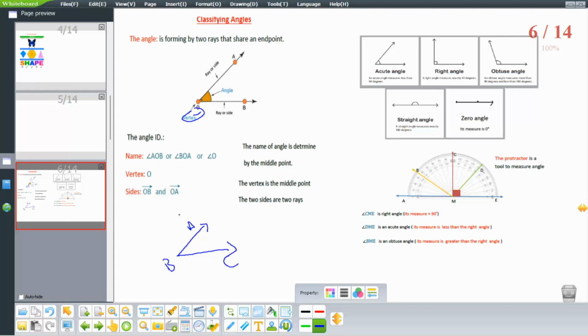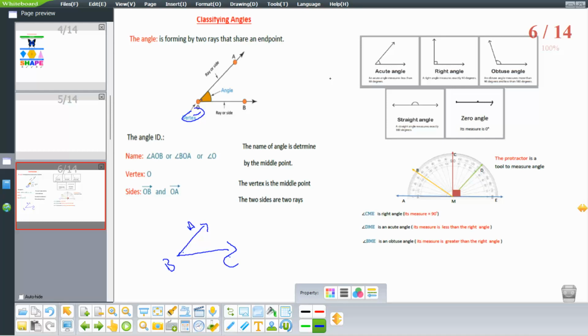Can we read this angle? Yes. Angle ABC, or CBA, or angle B. The vertex is B, and the two sides are BA and BC. Okay, we have types of angles.